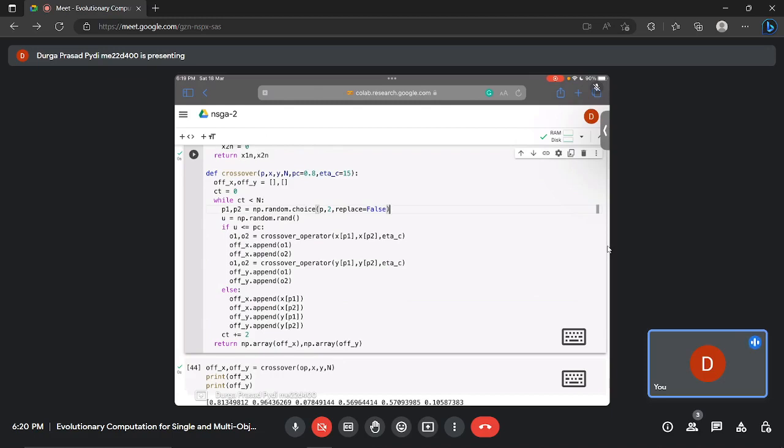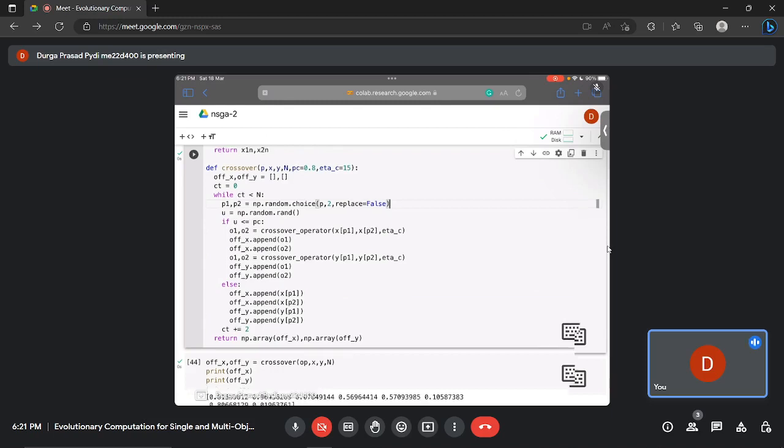Next, I'll generate one random number. If that random number is less than or equal to PC, my crossover probability, only then I'll perform the crossover. Basically I'm performing it twice, for X and for Y. I have two variables here, so I'm doing it independently. For X, the results will be stored in O1 and O2. I'm appending them to the offspring X and offspring Y.